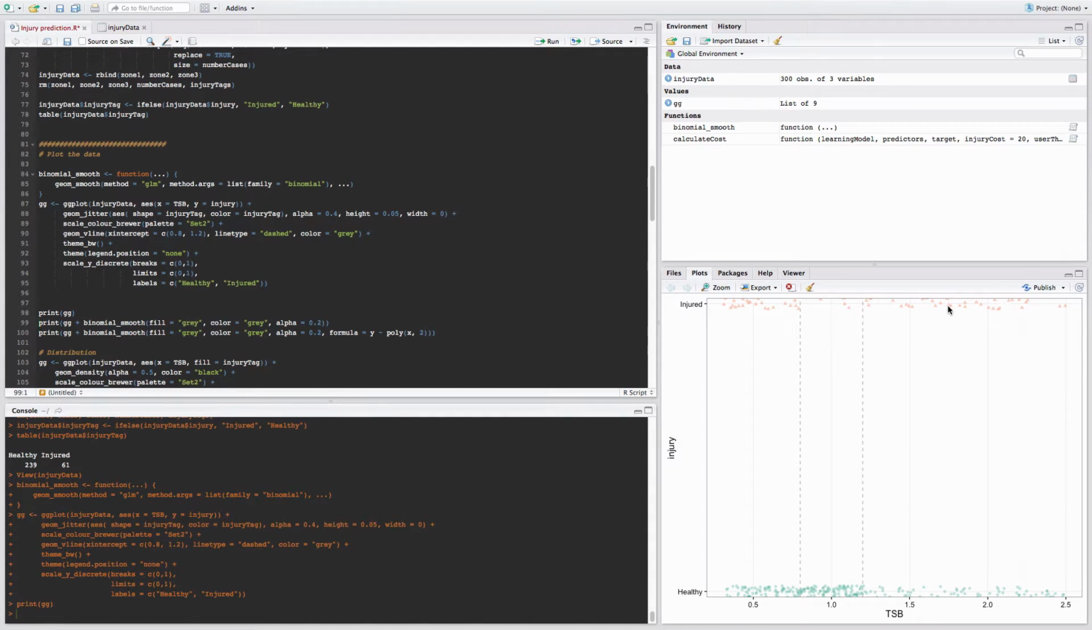For example, if we have full overlap, the function might look like a linear trend, because there are no zones where we only have injuries or only have healthy athletes. If we have only injuries in a particular area, then that function is going to jump all the way up to 1. I'll show you quickly how that looks.